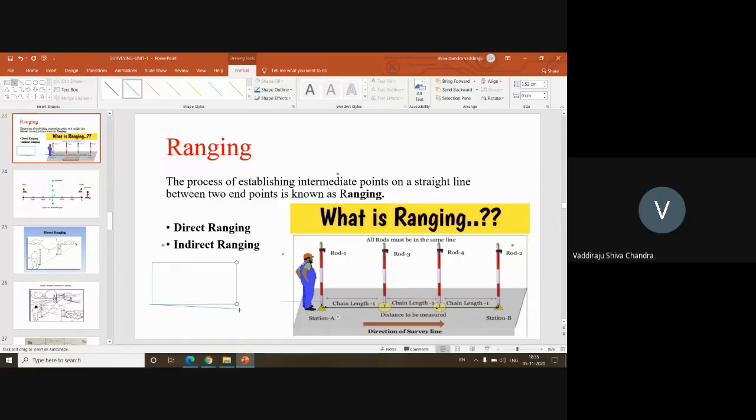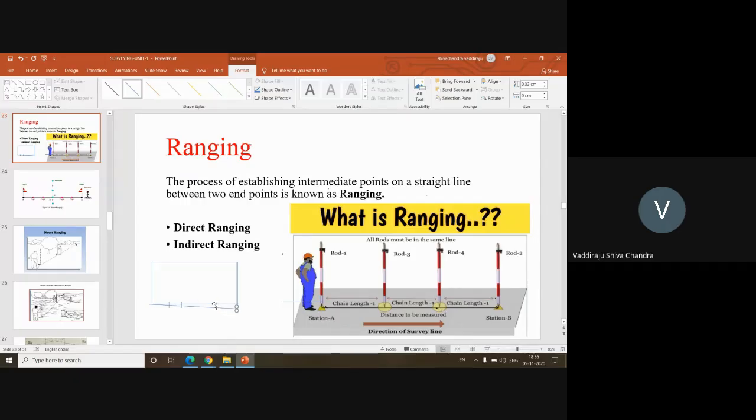Long distance is difficult. At the same time, if your ranging is not perfect, assume that the endpoints of this line are not fixed. If you have kept a ranging rod at station A, then a ranging rod at B, then at C, then D, at these positions like this, and if it is not in a straight line, if you're not ranging it properly, then this point may come up to this point.